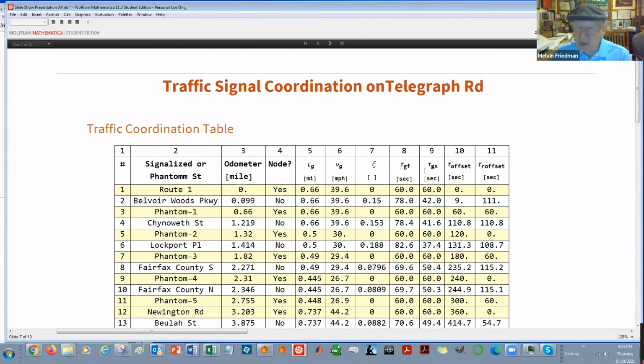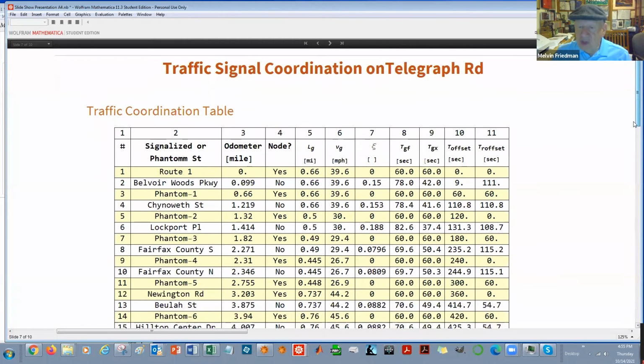This one here tells you how long the traffic light is green in the direction perpendicular to Telegraph Road. And this tells you when these traffic lights along Telegraph Road turn green.